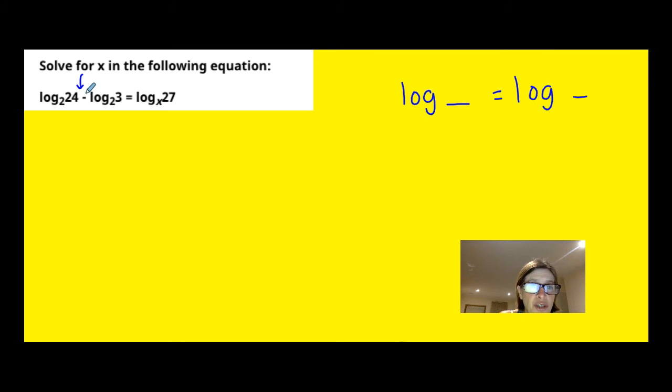So I saw that subtraction. One of the properties I learned about subtraction with log expressions was that I could bring them together using division. So I can write this as 24 over 3.